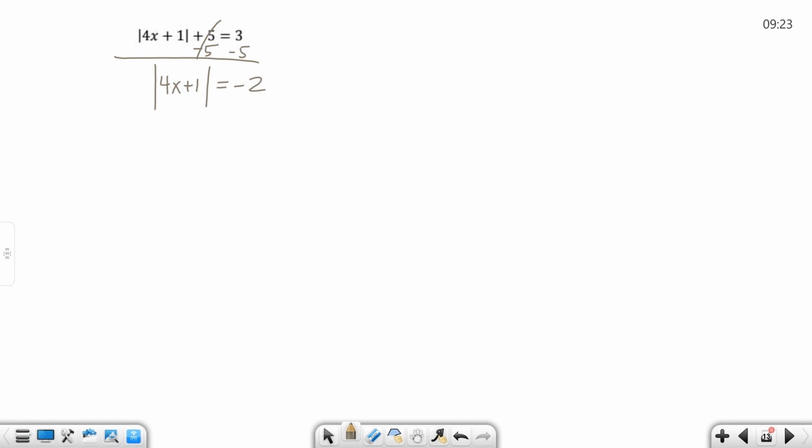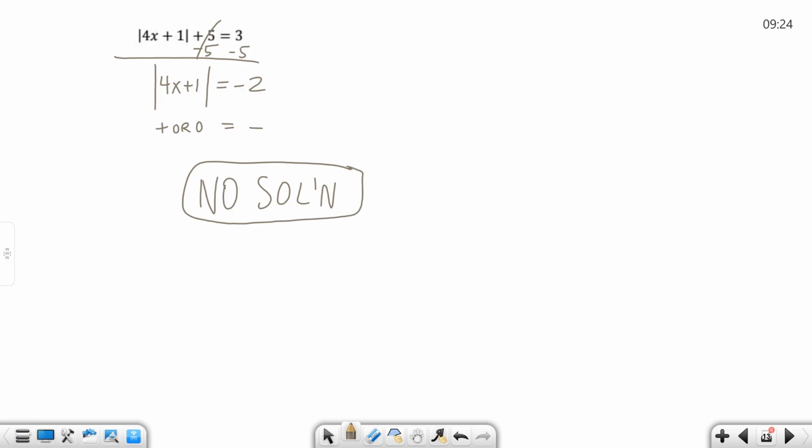Wait, absolute value equals what? A negative, right? So again, this side on the left is positive or 0, and that equals a negative on the right. So guess what? That is no solution. But I had to do some work first to figure that out. I had to subtract the 5 from both sides to know, hey, absolute value is equal to a negative. No answer here. No solution. Not going to happen.